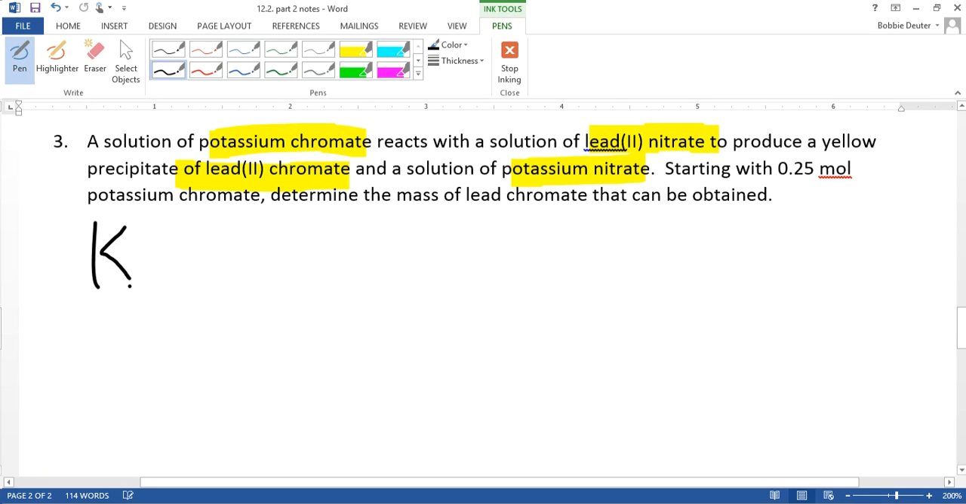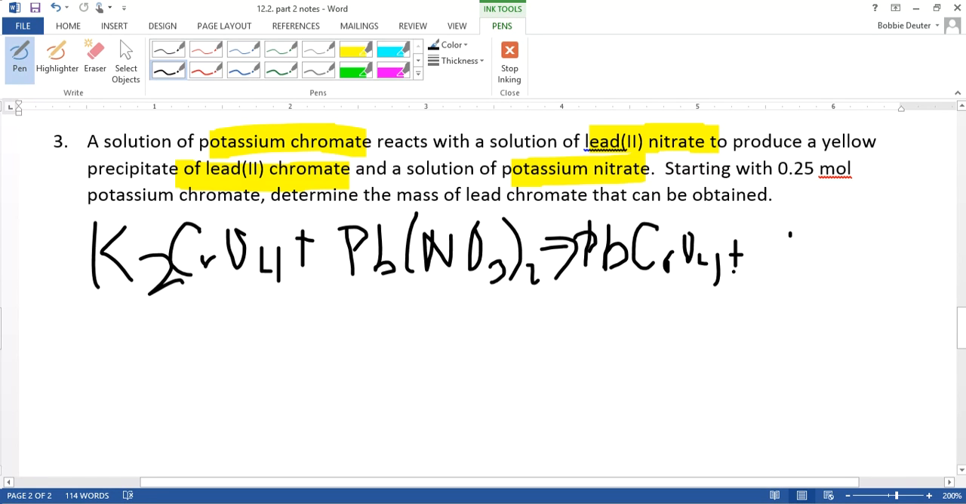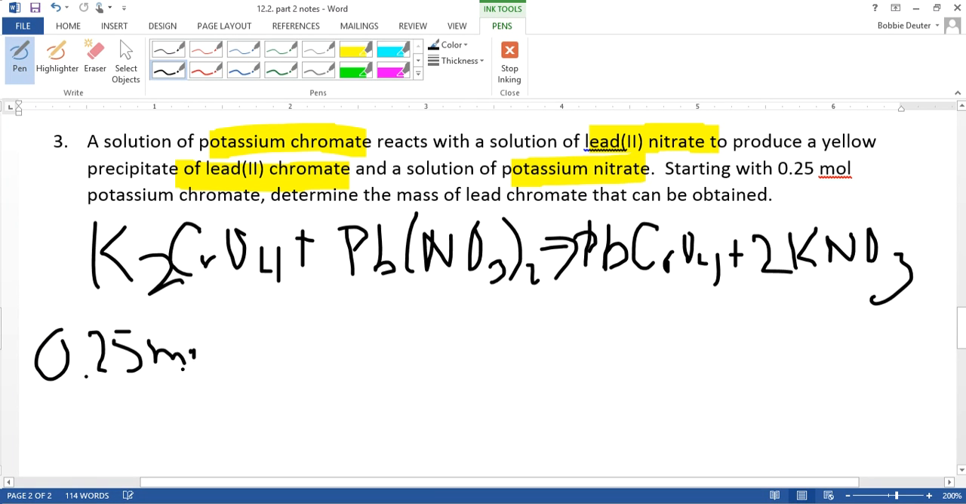We should have K2CrO4 plus Pb(NO3)2 produces PbCrO4, lead chromate, plus KNO3. To balance it, just need a 2 here. So let's start with the moles of what we're given. 0.25 moles of potassium chromate.